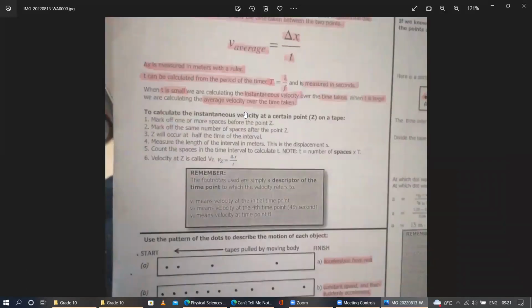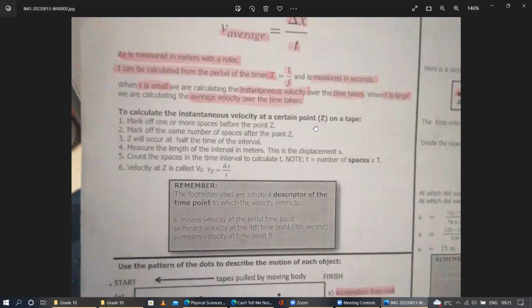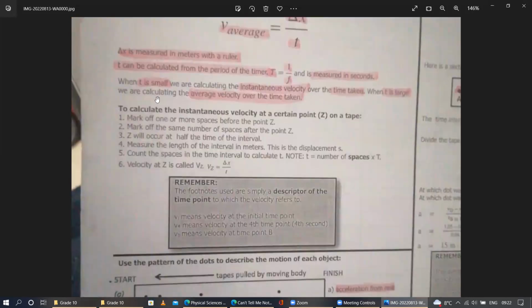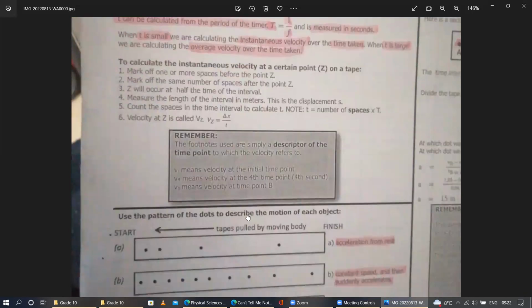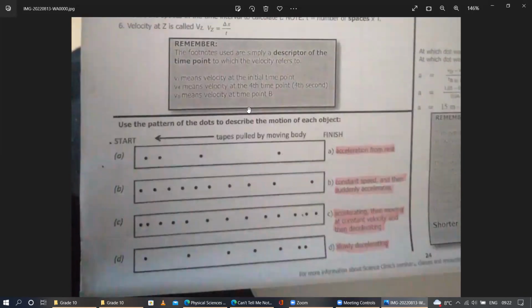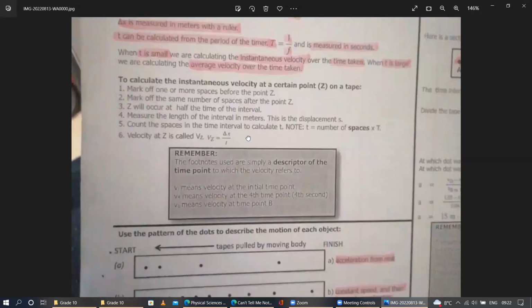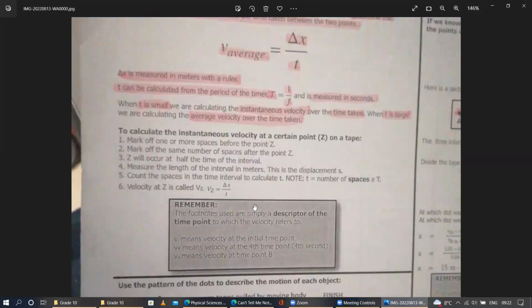Okay, I can't really find a long ruler, but I have my small one. The thing is, I'm busy looking through this, right? They say to calculate the instantaneous velocity at a certain point z on a tape, you need to mark off one or more spaces before the point z. So from this, you need to find that ruler. But to be honest, this is mostly just information.